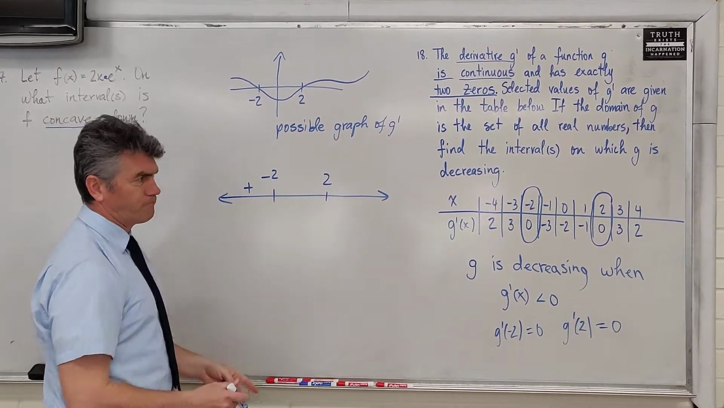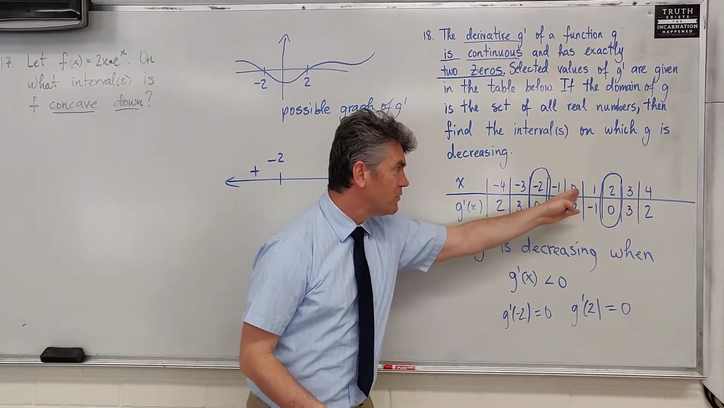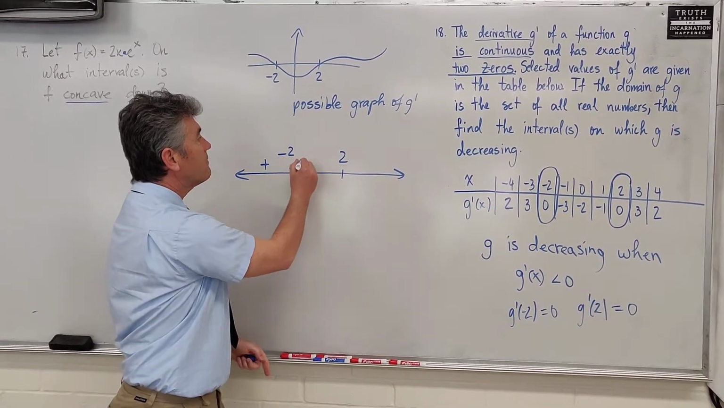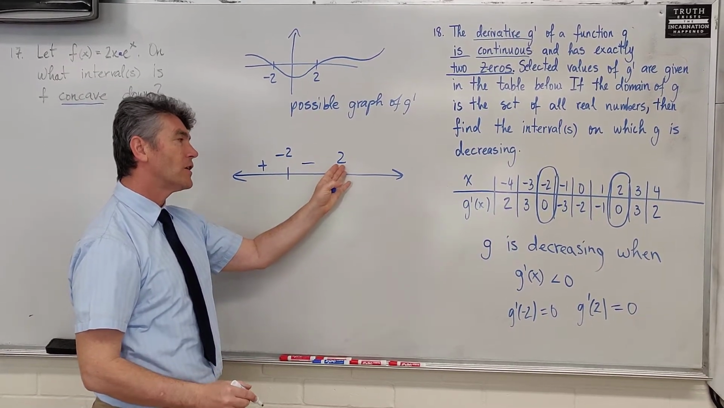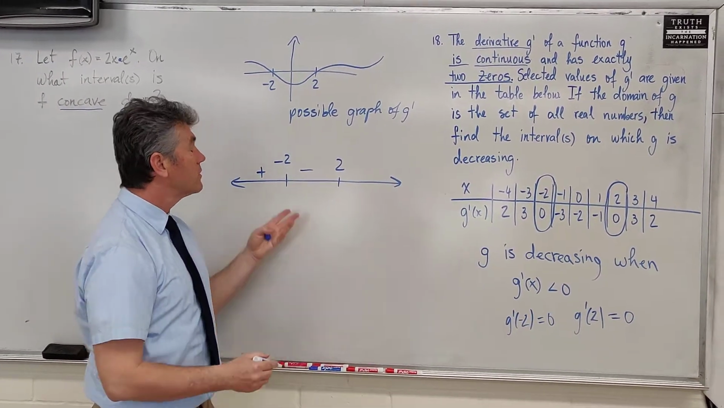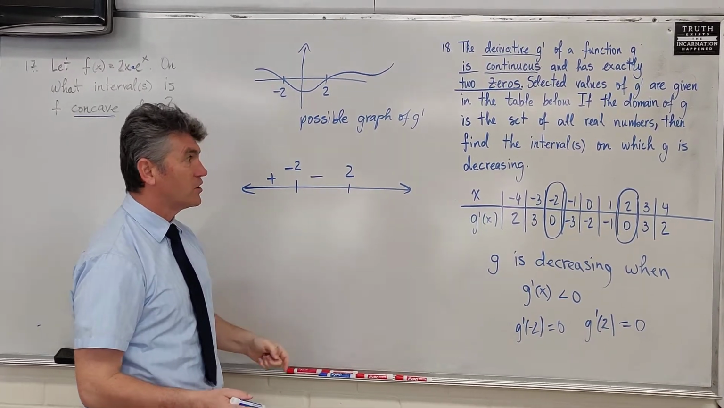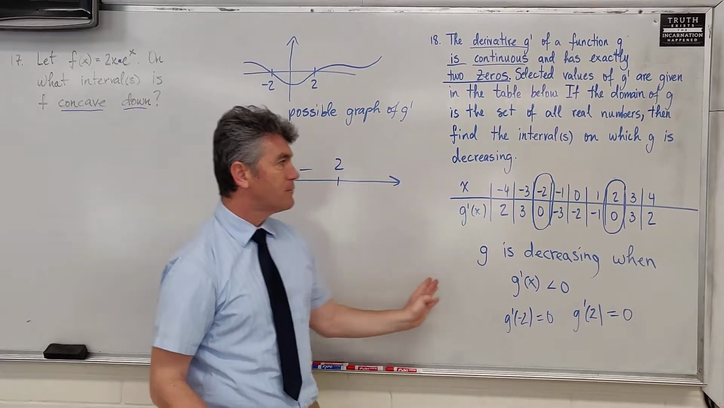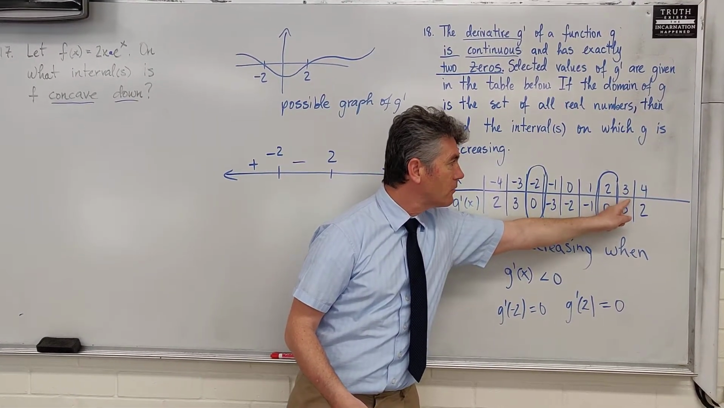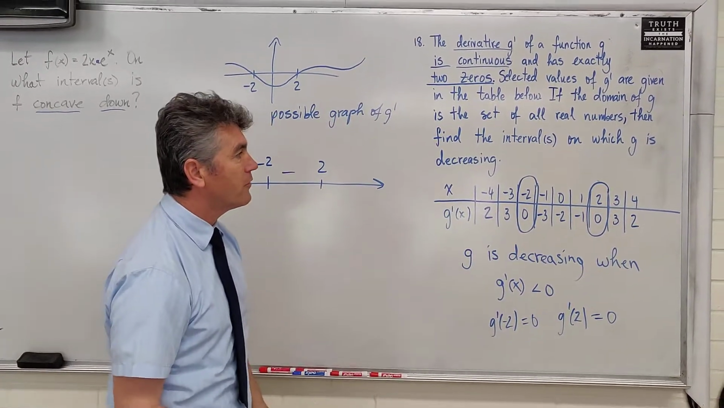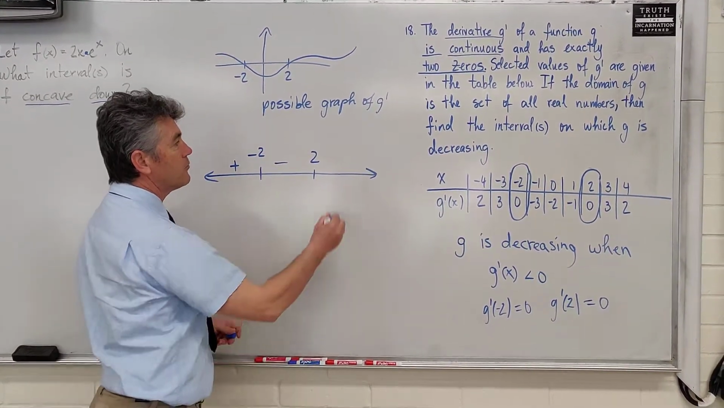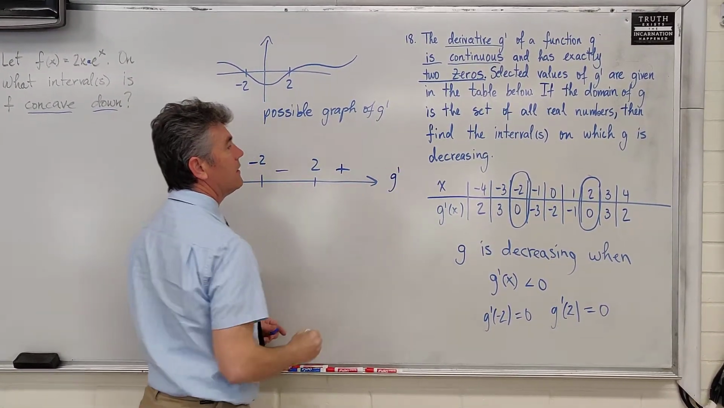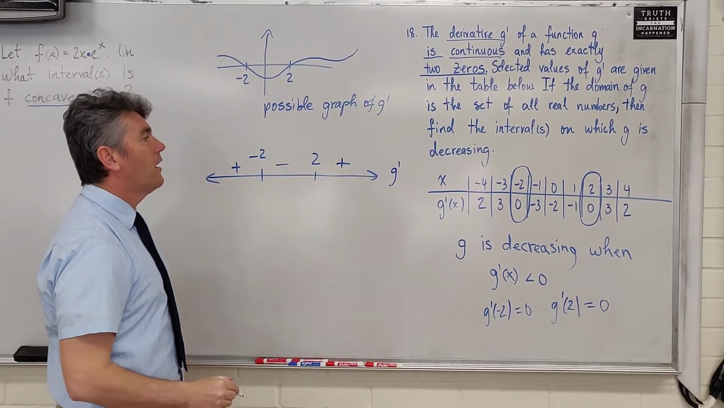So let's continue. The next test point that I'm going to use is 0. I notice that g prime of 0 is -2. That means that between -2 and +2, the values of g prime are negative. And finally, if we choose a test point to the right of 2, like 3, we notice that g prime of 3 is equal to 3. So the first derivative is positive to the right of 2.